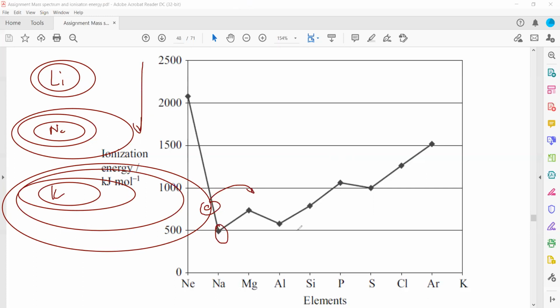The ionization energy of sodium is 500. So what could be the estimated value? It's not an exact value, we just have to estimate. What we can estimate should be less than sodium. Why? Because the size of potassium is larger, so it will be much easier to remove the electron from potassium compared to sodium. So any value less than 500 is acceptable. You say 300, you say 250, any such value is acceptable.